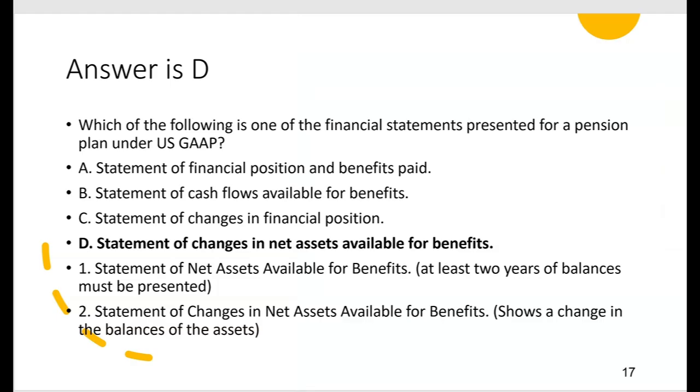Because there's two required financial statements for a pension plan. Letter D, the correct answer here, is number 2 down here. Statement of changes in net assets available for benefits. That's like the income statement. Then there's the statement of net assets available for benefits. That's the balance sheet that shows at least 2 years of balances.